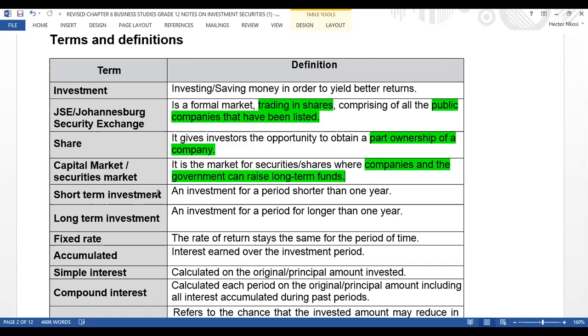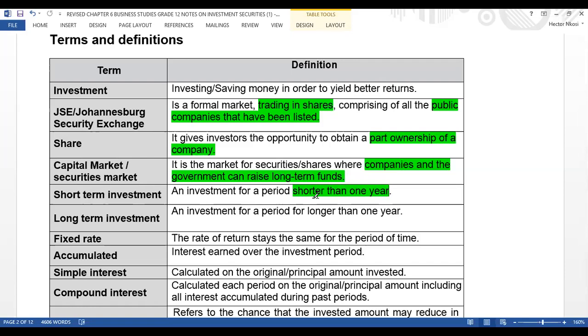Now, boys and girls, let's look at the long-term investment. But before that, short-term investment. A short-term investment is when you're investing for 1 month, 2 months, 3 months, 4 months, 5 months, 6 months. So it's a shorter period, shorter than 1 year, or shorter than 12 months. That form of investment will be regarded as your short-term investment, because it's less than 12 months. Anything that is less than 12 months will be regarded as your short-term investment.